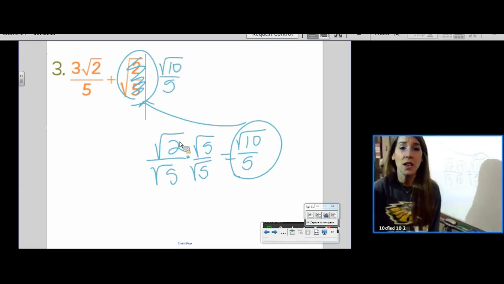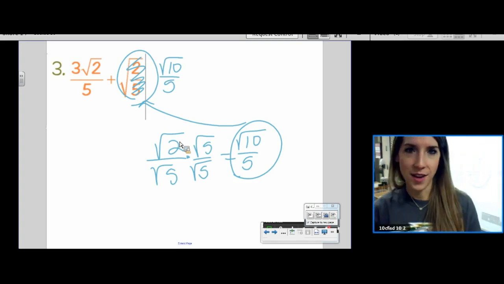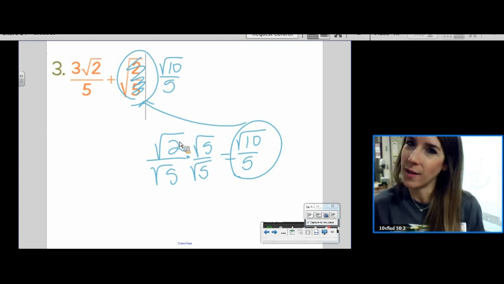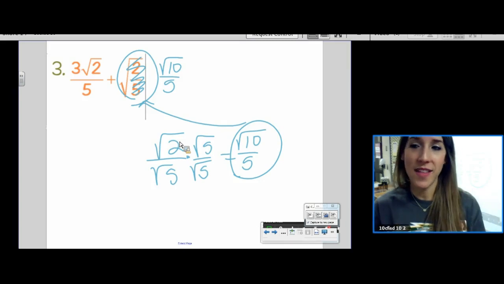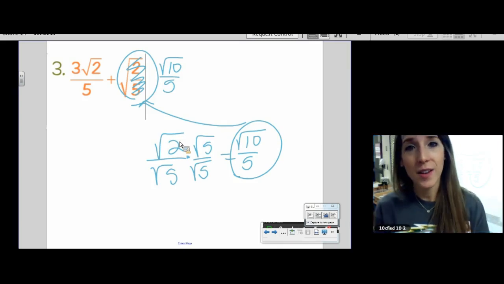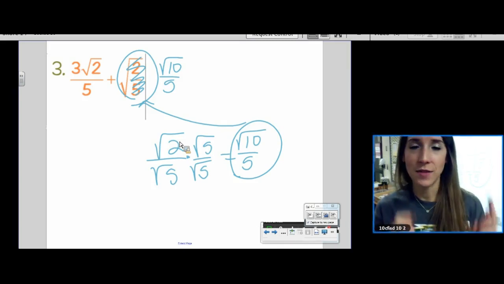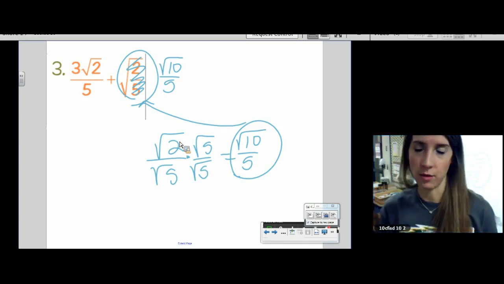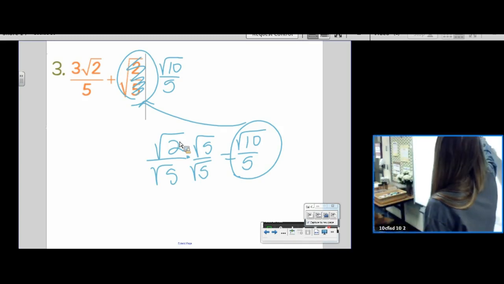We're allowed to add those fractions because they have a common denominator. But now look at the numerator. Are we allowed to really simplify that numerator at all? 3 root 2 plus root 10. You have to remember to add radicals, they have to be the same radicand. You have to have common like terms, in other words. They have to be like terms. They are not like terms.